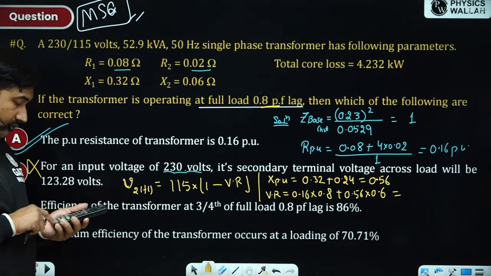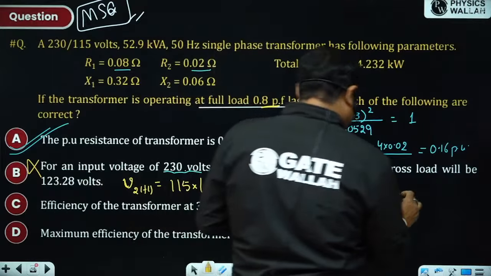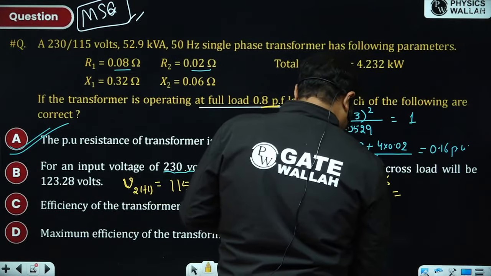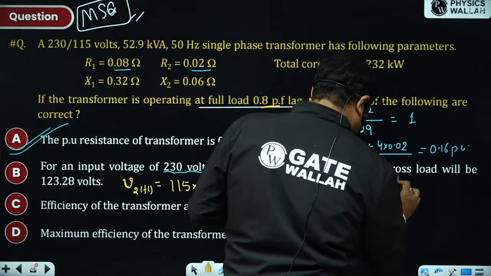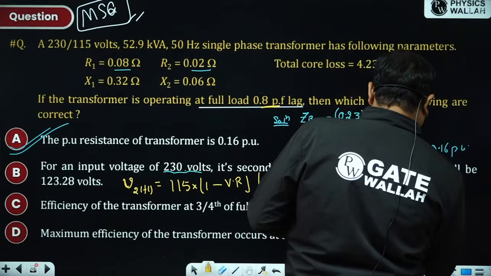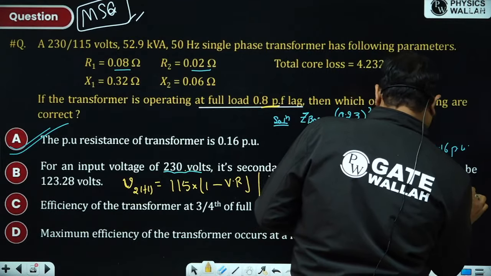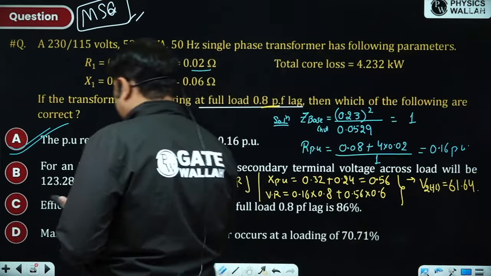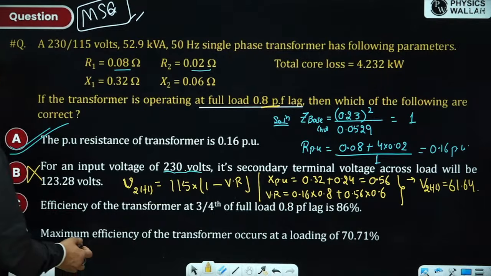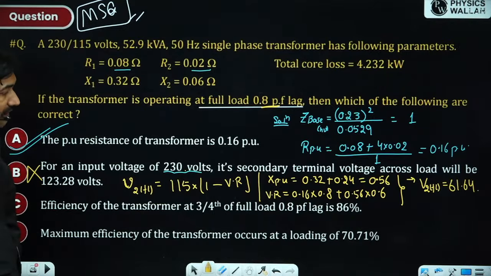I am getting voltage regulation to be... So while solving this, we are getting secondary terminal voltage equal to 61.64. So that indicates this is wrong. Efficiency of transformer at 3/4 of full load, 0.8 power factor lag. Maximum efficiency of transformer occurs at a loading factor of 70.71.